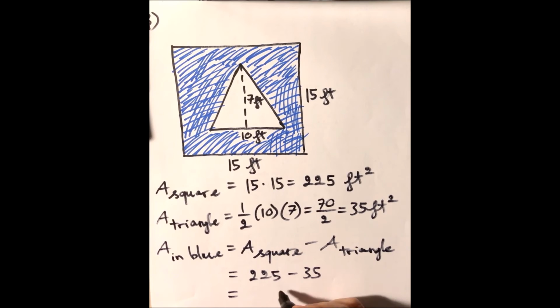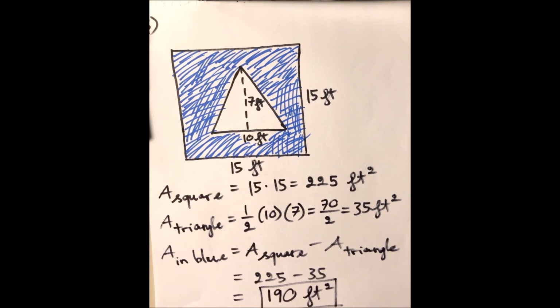Well, let's see, this is going to be 0. 2 is less than 3, so borrow 1 from the left. So we have 12 minus 3, which is going to be 9. Return to 1. 2 minus 1 is going to be 1. So 190 feet squared is the area of the space shaded in the blue.